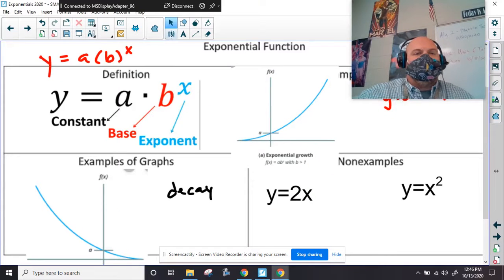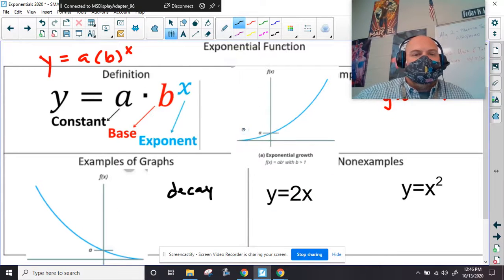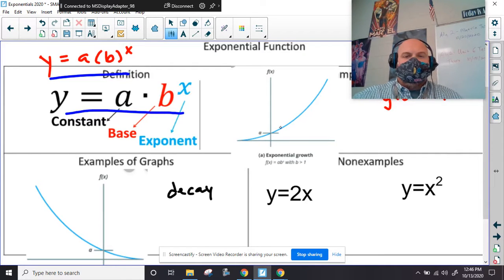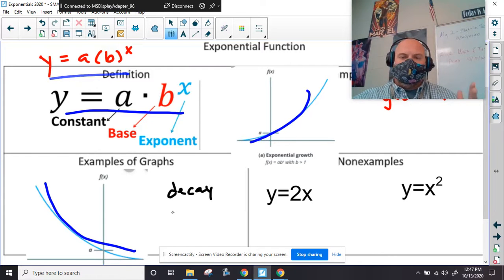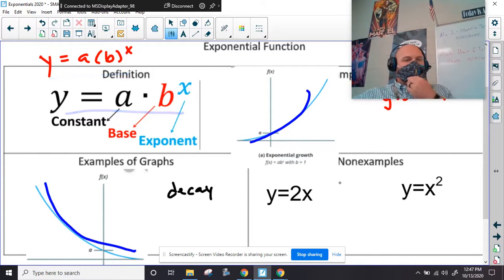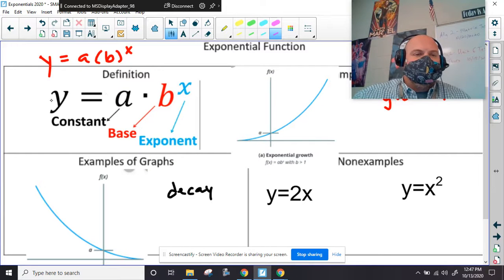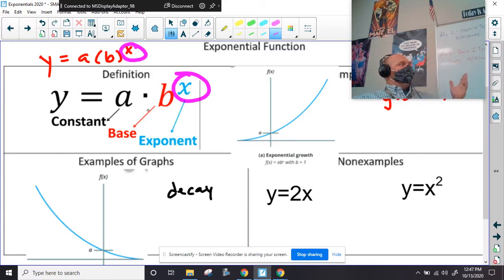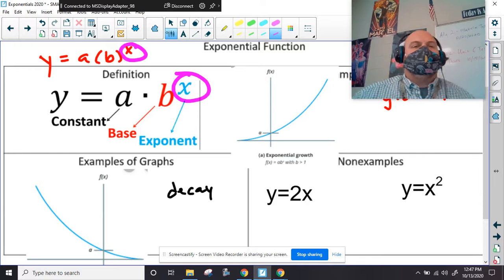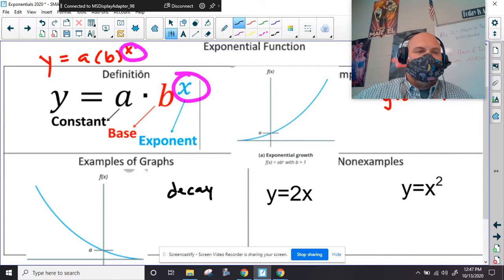So exponential function, again, you can write it like this or like this. Doesn't matter. Big thing on the graphs, it kind of slopes. Here's the major thing when it's written as an equation: X is the exponent. It's called exponential. That means X is the exponent. Okay, so that's the big thing to know about that.